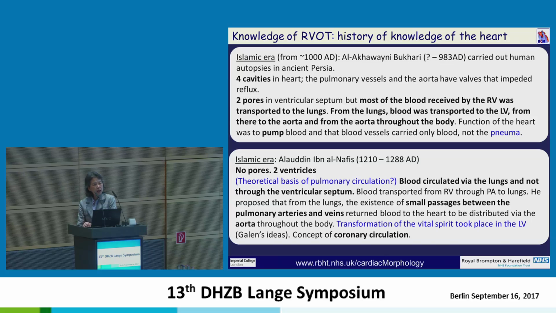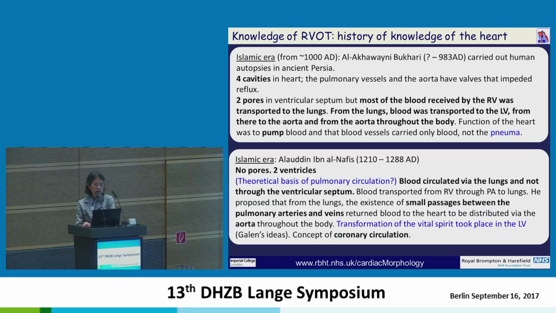Then there's some debate in recent decades about who actually described the pulmonary circulation. When we come to the Islamic era back in 1000 AD, quite interesting: 4 cavities in the heart, 2 pores in the ventricular septum, but most of the blood received by the right ventricle was transported to the lungs. And from the lungs, blood was transported to the left ventricle, from there to the aorta and throughout the body.